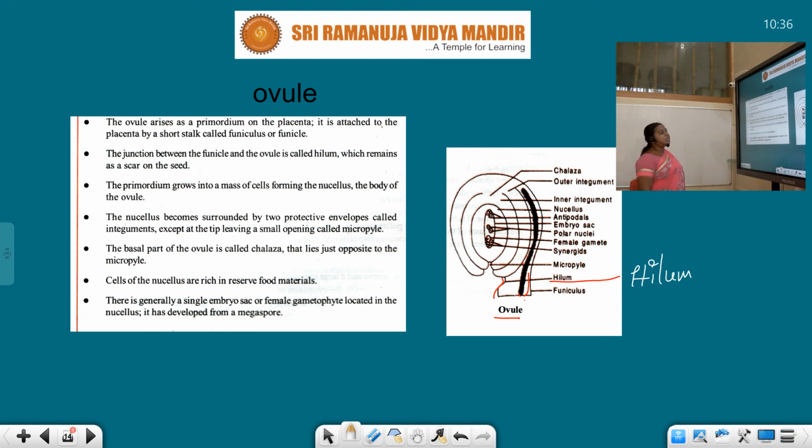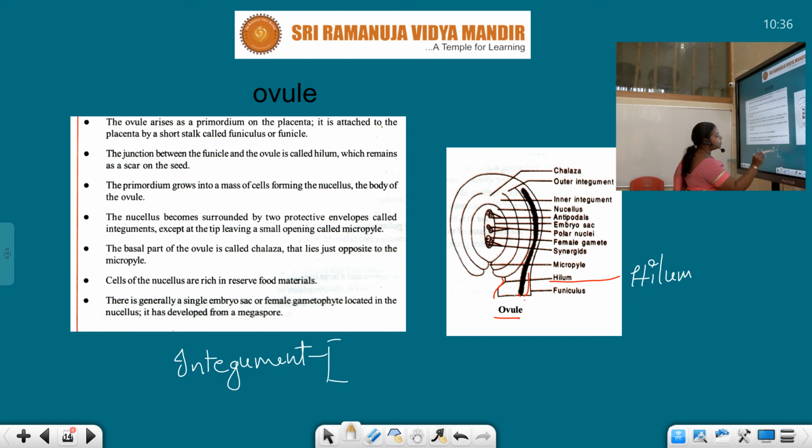Next, the nucellus becomes surrounded by two protecting envelopes called integuments. So this entire nucellus is surrounded by protecting envelopes known as integuments: outer integument and inner integument. Okay, outer and inner.